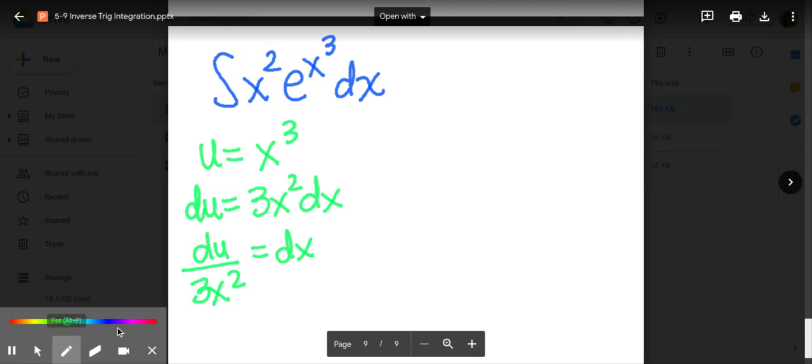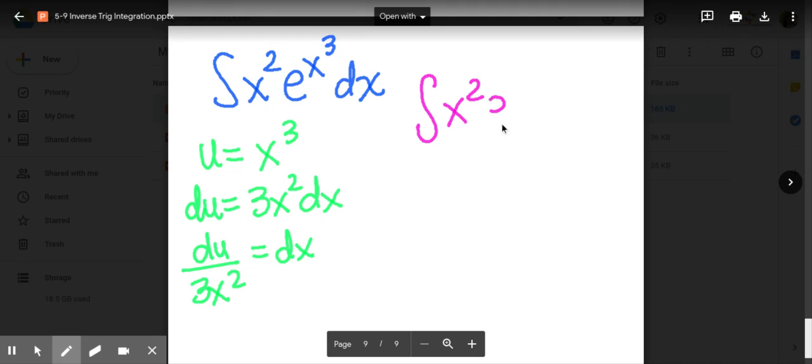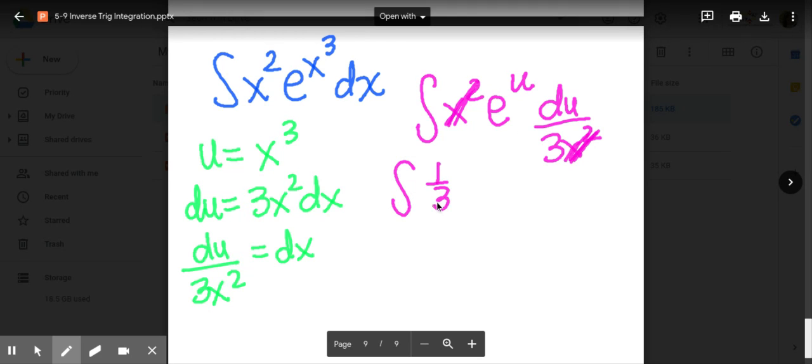And now I'm going to trade out. So I'm going to keep the x squared. I'm going to write e to the u because that's what I said u was going to be, x cubed. And in place of dx, I'm going to put du divided by 3x squared. Now notice your x squareds cancel, which is good because we want to be all in u's. So now we want the coefficient first, which is 1/3, then our function e to the u, and then our bookend du.